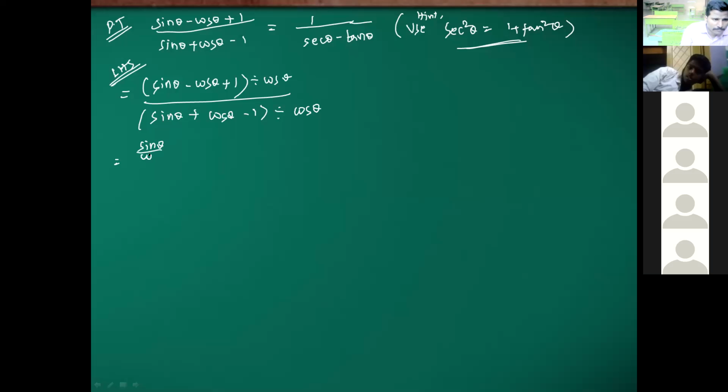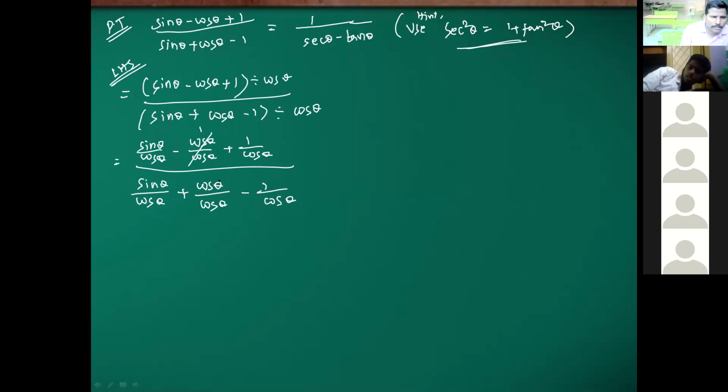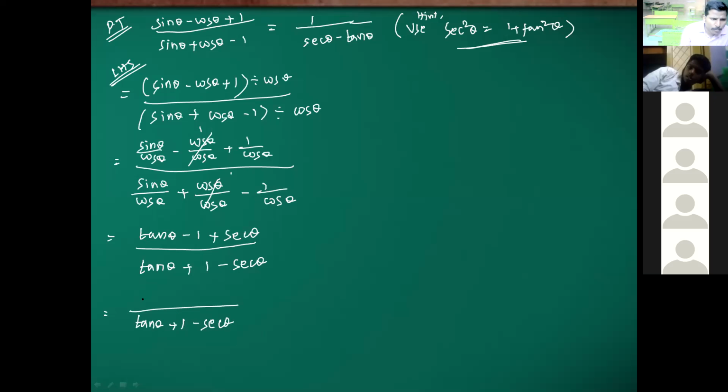So sine by cos minus cos by cos plus 1 by cos, we are doing for all, divided by sine by cos plus cos divided by cos minus 1 divided by cos. Here one cos cancels, and this also cancels. Let's see the remaining. Sine by cos is tan, minus 1, and 1 by cos we know is secant. In the denominator also, sine by cos is tan, cos cancels to 1, and minus 1 by cos is secant. Now don't change anything in the denominator; I'm writing what we have here. But in the numerator, I'm writing secant theta plus tan theta first, because in the question we need secant and tan first, and last we have 1 minus 1.